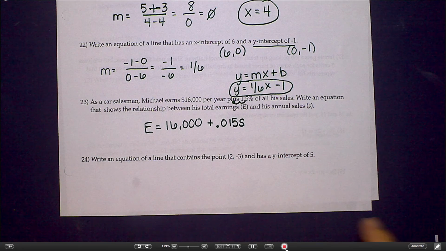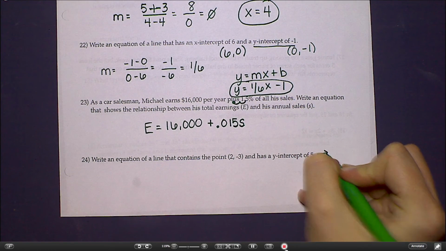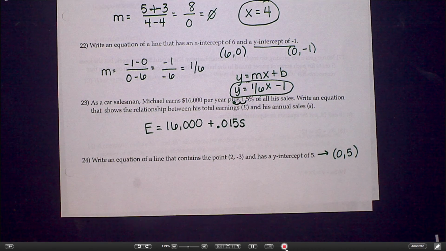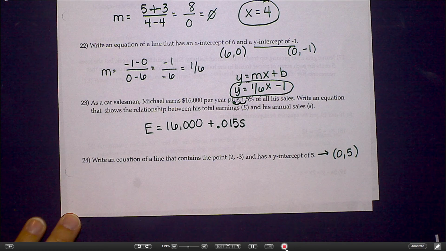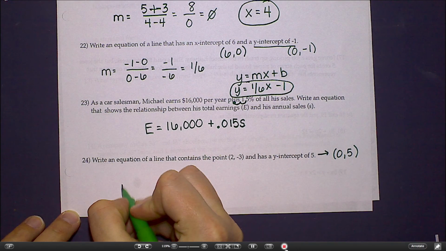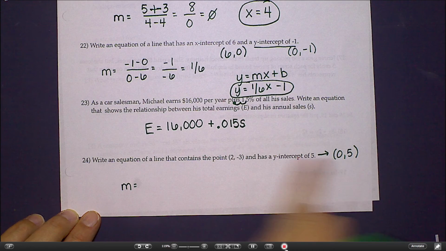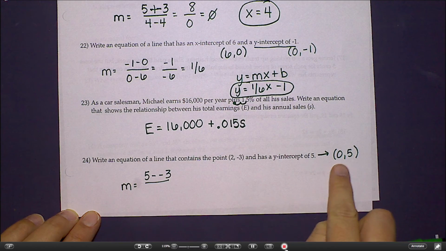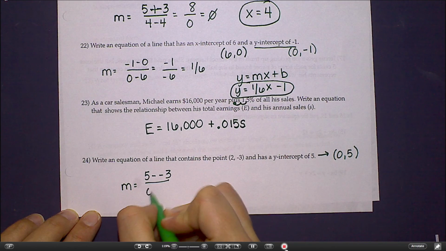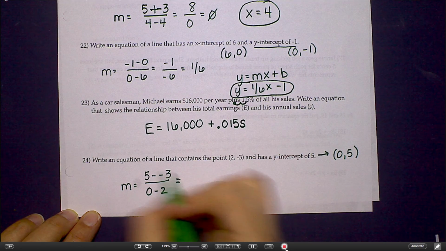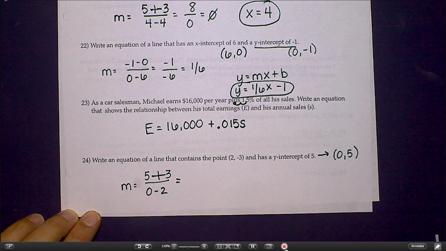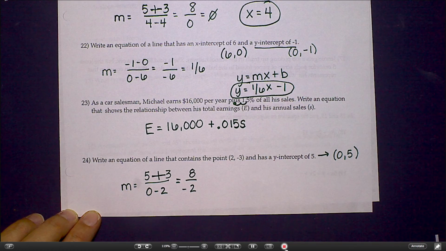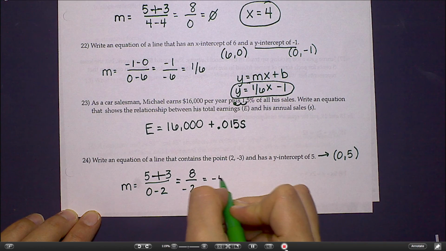I can't find slope unless I have another coordinate. But luckily, this y-intercept is a coordinate. It's just kind of in disguise. The coordinate for the y-intercept then would be 0, 5. So I can now use this point and this point to find the slope. So this would be 5 minus -3 on top, and 0 minus 2 on the bottom. Again, remember 5 minus -3 is really like 5 plus 3. So this is like 8 over -2, and 8 over -2 is equal to -4.